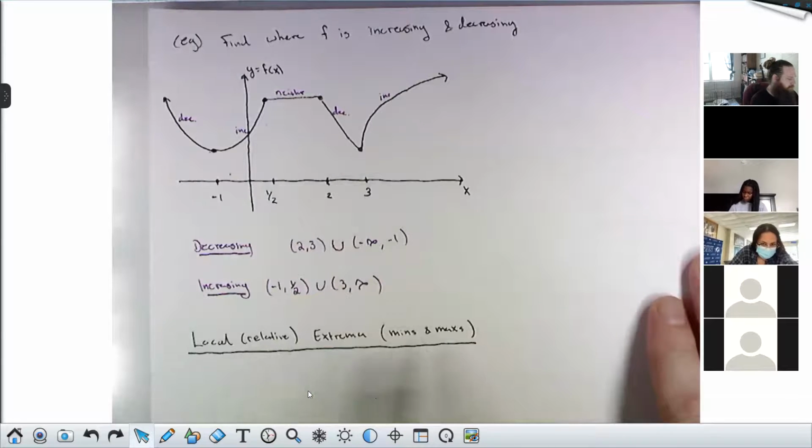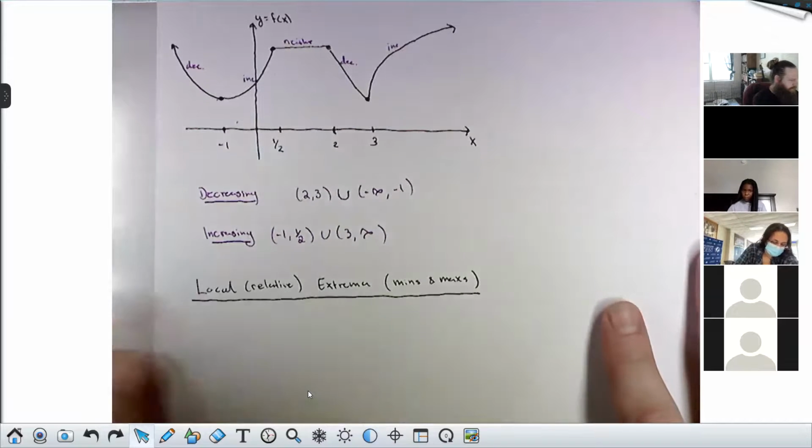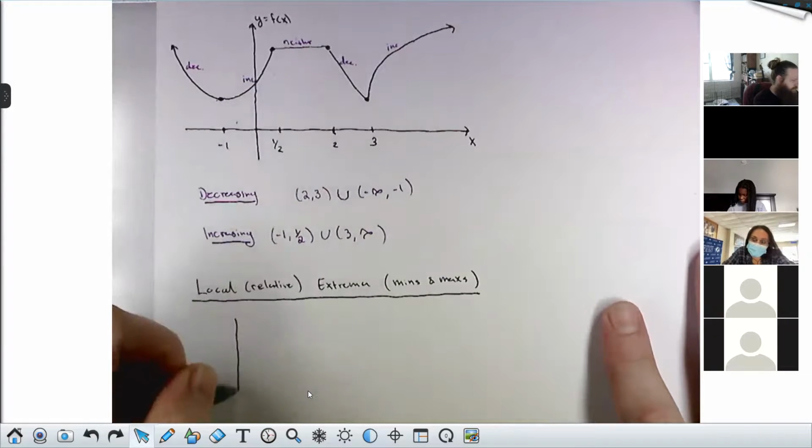I prefer the language that your author doesn't use, right? Relative mins and maxes. But they mean the same thing. Again, let me draw a sort of general picture, and then I'll give you the rigorous definition.